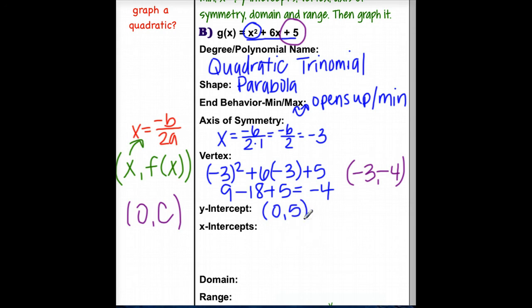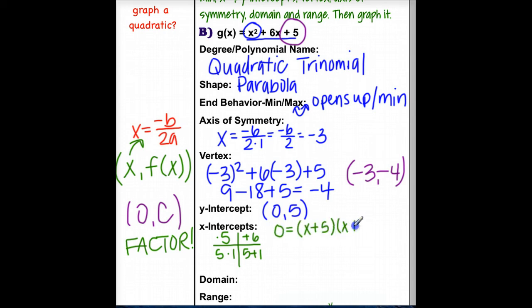Now moving on to the x-intercepts. Here we need to factor. And so I'm going to make a note in the margin here to factor. And so if we factor this, I see my quadratic has a value of 1, so I'm going to use a table. I need to find something that multiplies to 5 and adds to 6. Well, 5 is prime, so I know that it has to be 5 times 1, because 5 plus 1 does equal 6, which means that I'm going to set it equal to 0 like we did in the last video, and I will have x plus 5 times x plus 1.